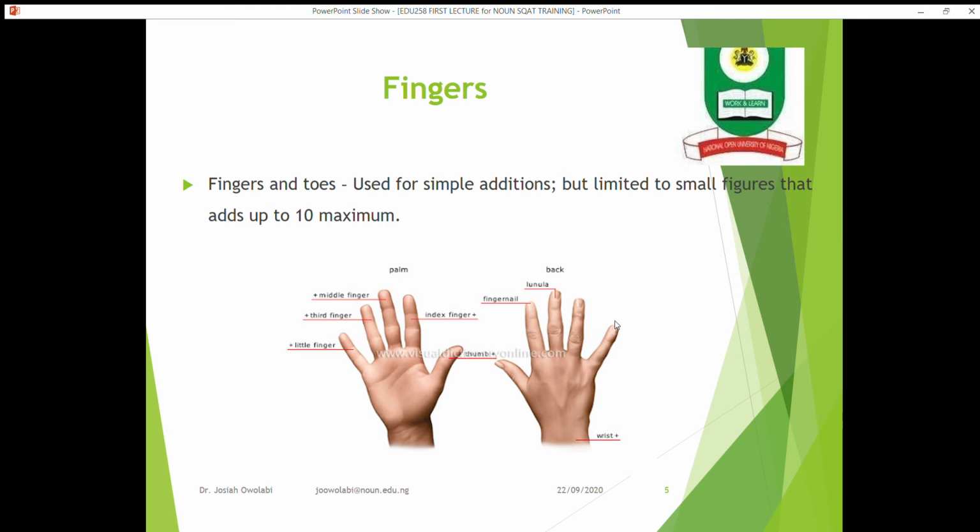That shows you that using fingers as a counting aid is grossly insufficient, because you'll only be able to deal with figures not above 10. For instance, if you want to add 5 plus 5, what do you do? You have 5 fingers there, you have 5 fingers there. You simply count 1, 2, 3, 4, 5, 6, 7, 8, 9, 10. Simple.